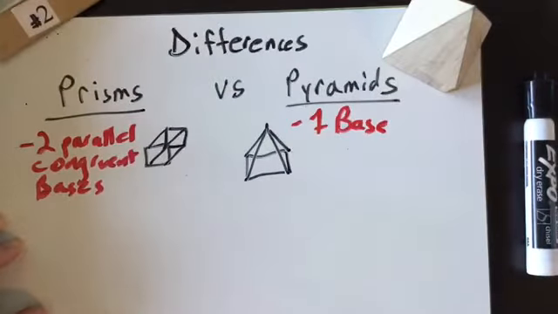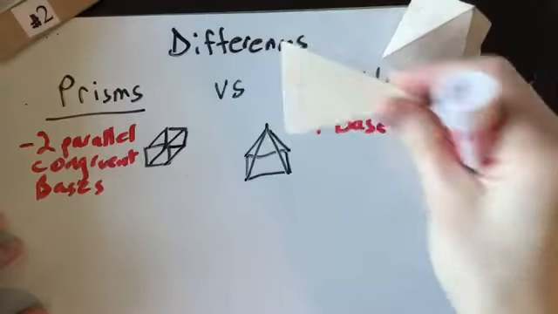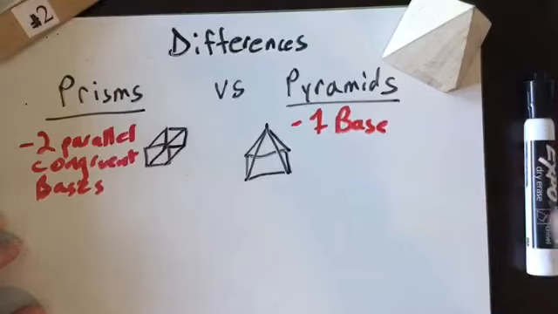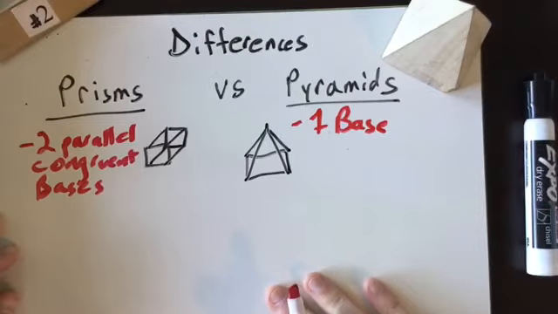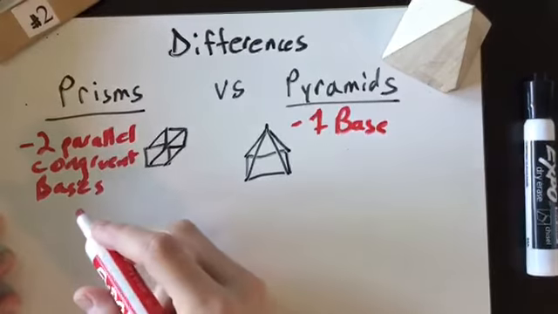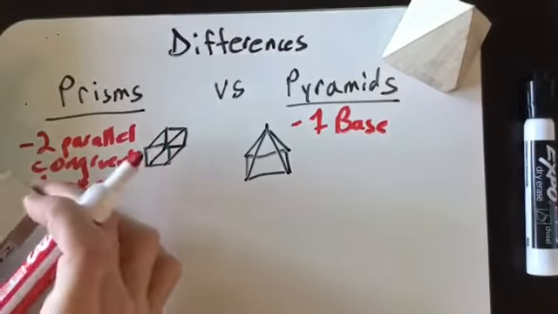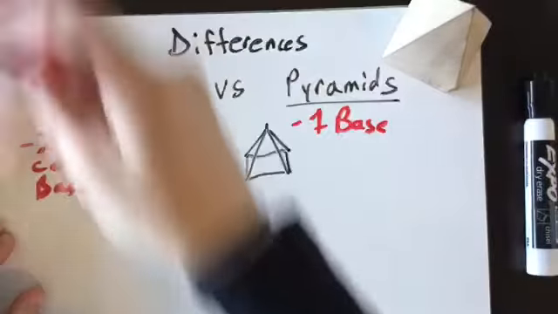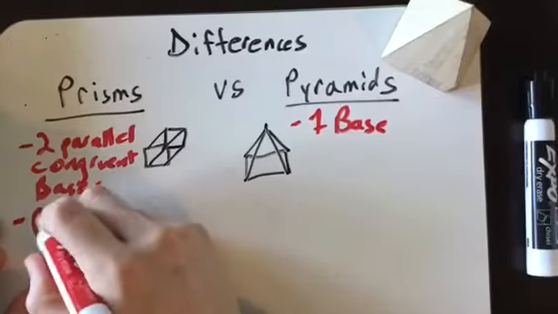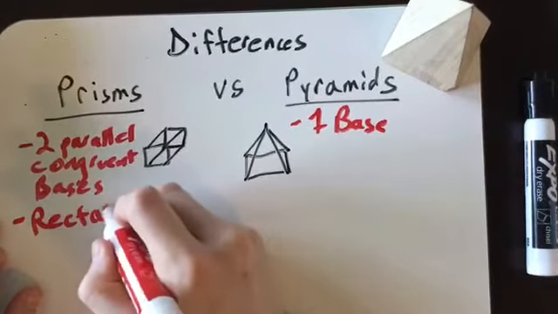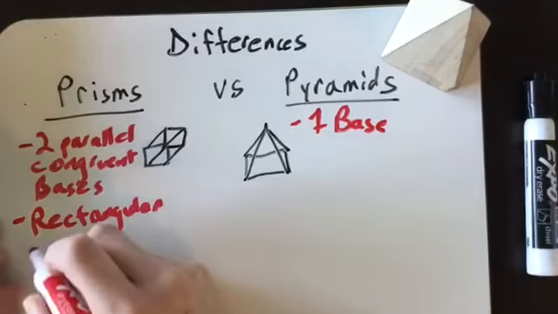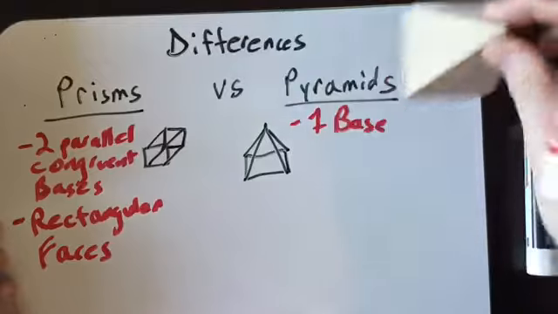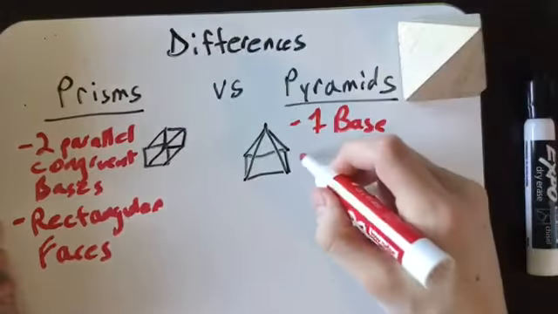You could have a triangular pyramid, triangle base, hexagonal pyramid, pentagonal pyramid, and so on. Okay? On our prism, the faces, those non-base sides, are always rectangles. Okay, so in a prism, you have rectangular faces. On a pyramid, you have triangular faces.